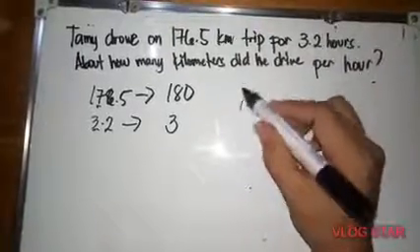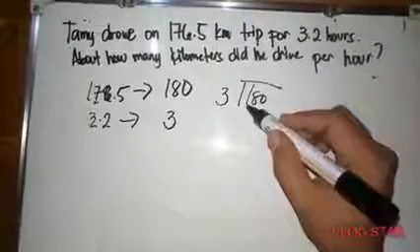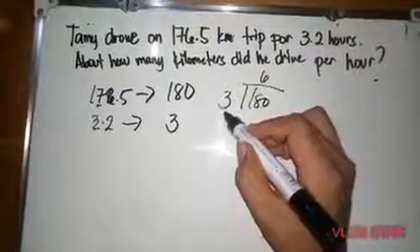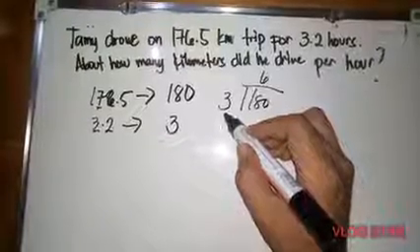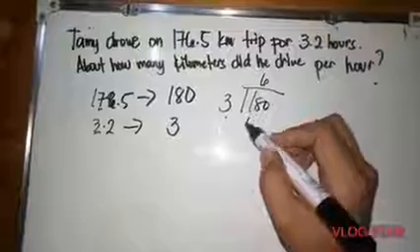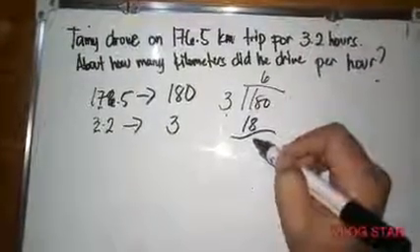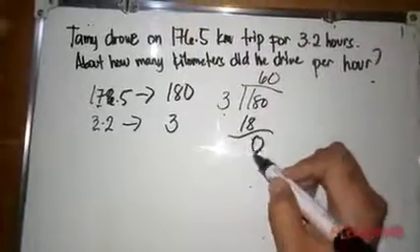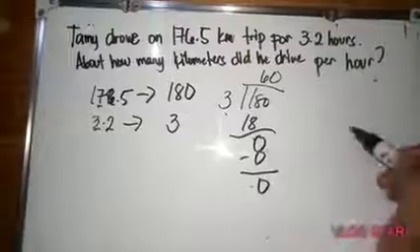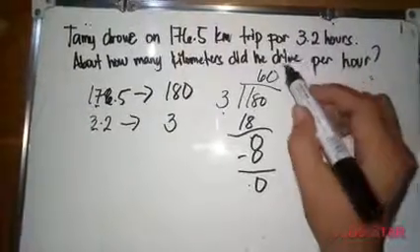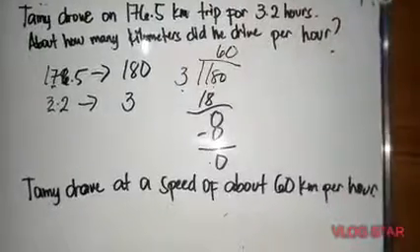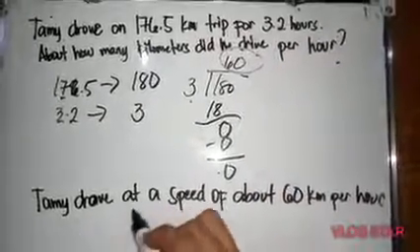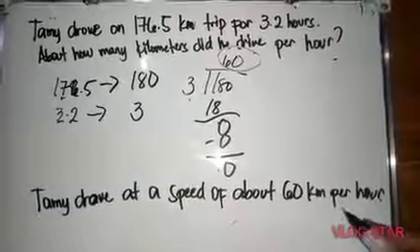So 180 divided by 3. Let's consider the first two digits. 18 divided by 3 is 6. 6 times 3 is 18. Then subtract, the answer is 0. Then bring down 0. 0 divided by 3 is 0. 0 times 3 is 0. Then subtract, the answer is 0. So the estimate is 60, which means that Tommy drove at a speed of about 60 km per hour.